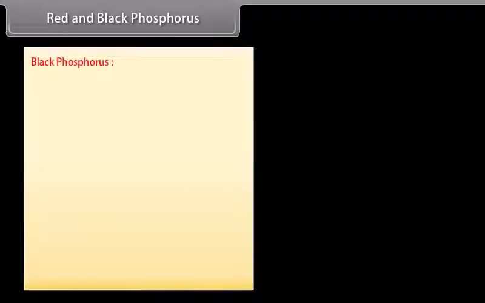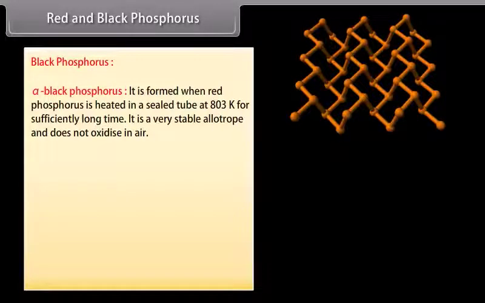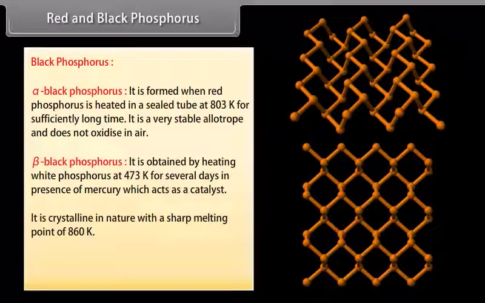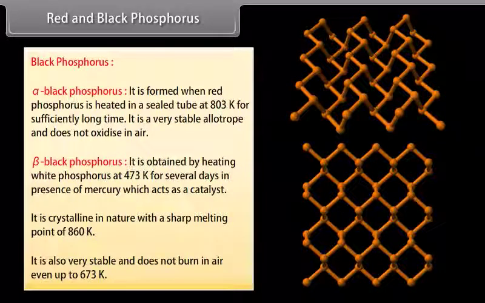Black phosphorus. It has two forms. Alpha black phosphorus is formed when red phosphorus is heated in a sealed tube at 803 Kelvin for a sufficiently long time. It is a very stable allotrope and does not oxidize in air. Beta black phosphorus is obtained by heating white phosphorus at 473 Kelvin for several days in the presence of mercury, which acts as a catalyst. It is crystalline in nature with a sharp melting point of 860 Kelvin. It is also very stable and does not burn in air even up to 673 Kelvin.